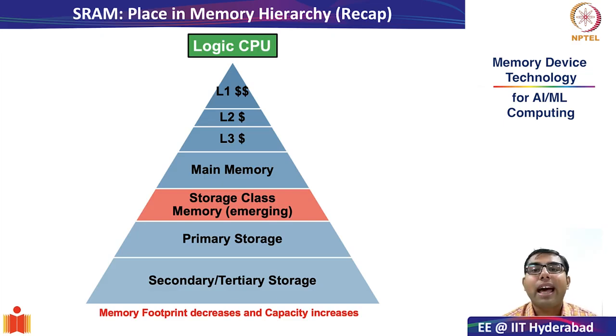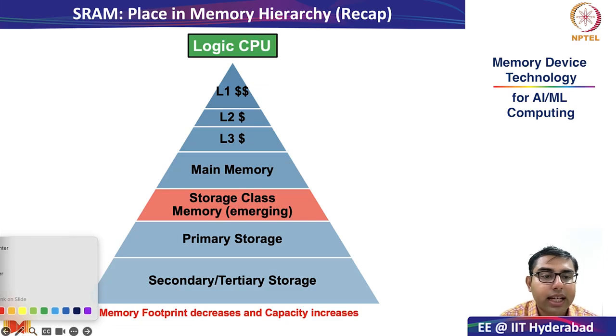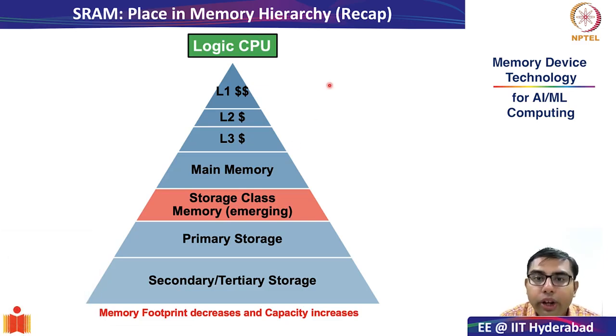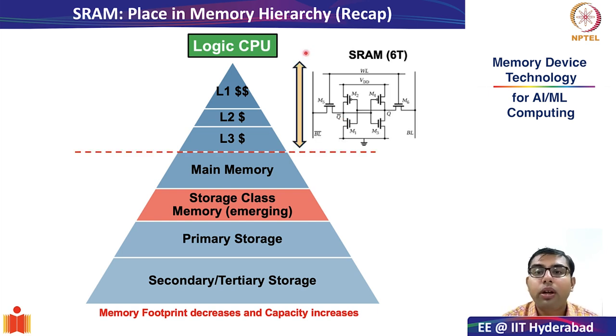So, just a quick recap of where in the memory hierarchy the SRAM cell lies. Do you want to take a moment to pause and think where the SRAM cell lies? If you have been following the course carefully, you will know that the SRAM cell lies at the top of the memory hierarchy, very closely coupled to the CPU. It constitutes the L1, L2 and L3 caches. This is a 6 transistor SRAM cell which I have represented here. In this class we will go into details of the structure of this SRAM cell.